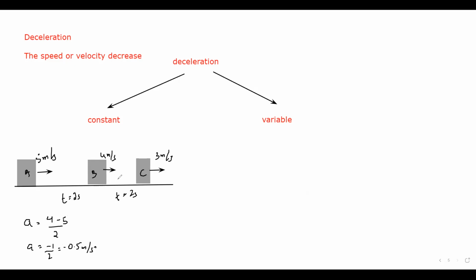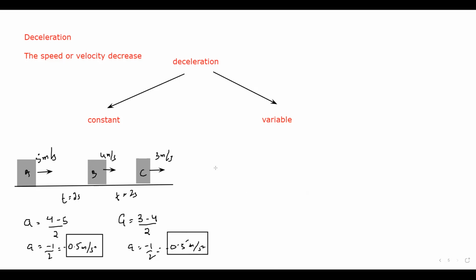When I calculate the deceleration from B to C, that is final is 3 and initial is 4, divided by the time interval, that is 2. So this will come out minus 1 by 2, or equal to minus 0.5 meter per second square. So when the value of the speed is decreasing, we call that a deceleration. And you can see it is decelerating, because decelerating is a term used for decreasing speed. But the value of the deceleration is the same, so we call that a constant deceleration.